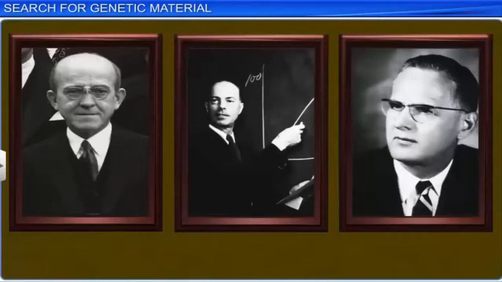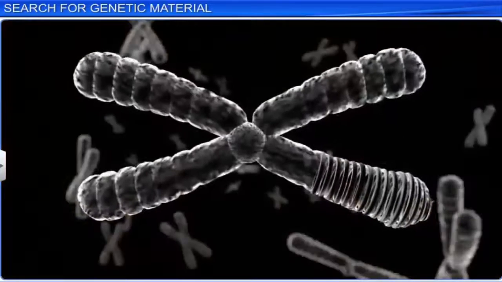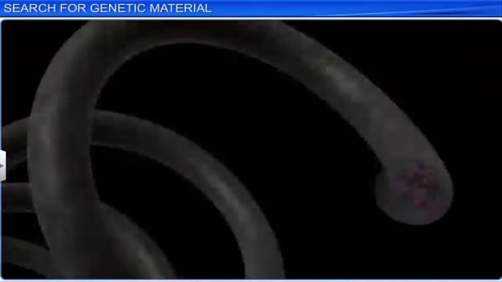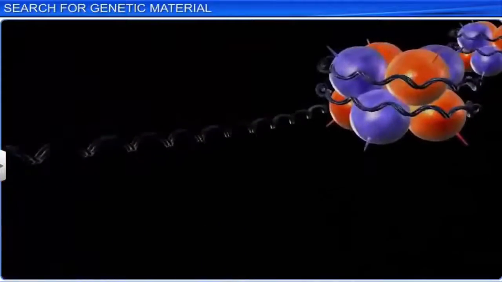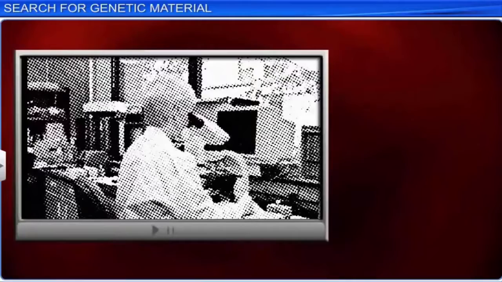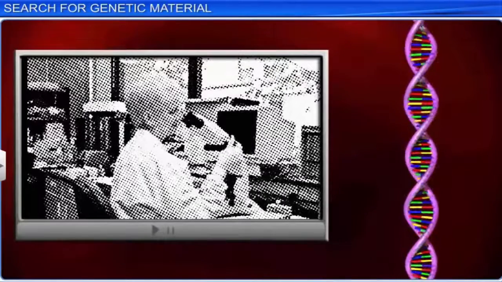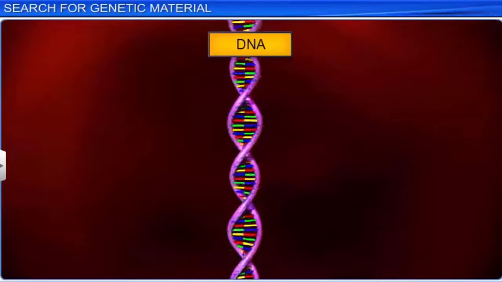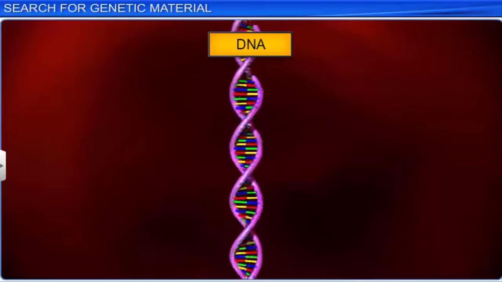Thus, through their experiments, Oswald Avery, Colin MacLeod, and Maclyn McCarty concluded that DNA is the hereditary material in most living organisms. Nevertheless, many biologists were still unconvinced that DNA is the hereditary material, and so the search for genetic material continued for several years and was concluded with the discovery of DNA.